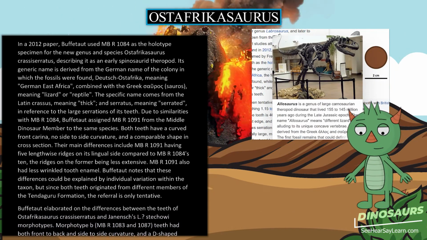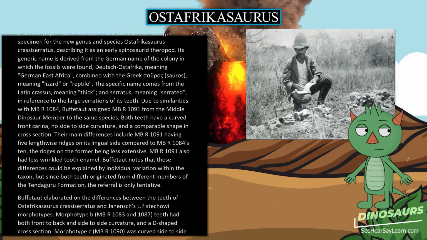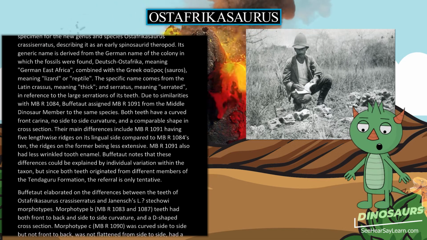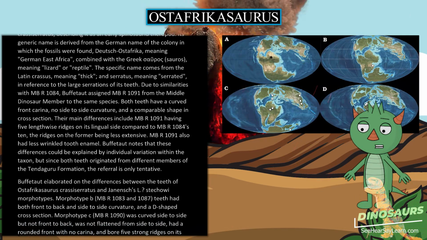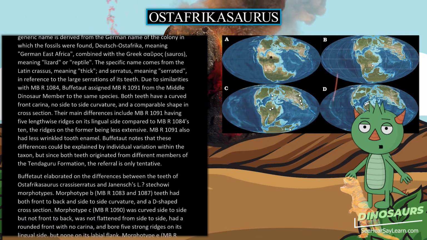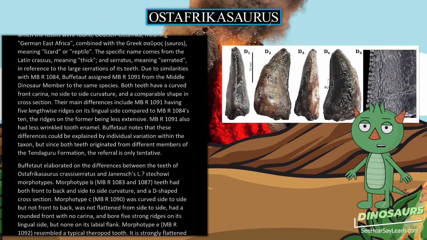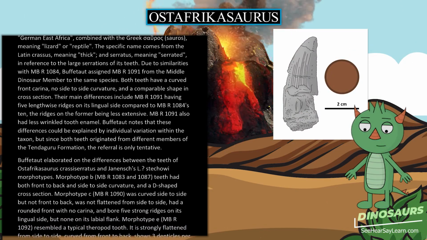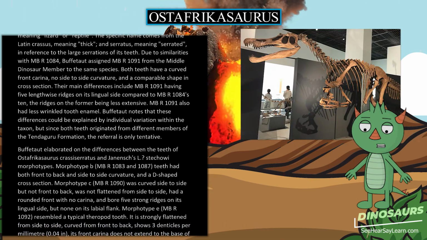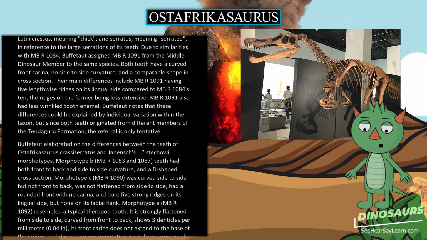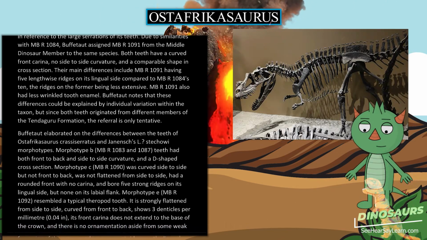same species. Both teeth have a curved front carina, no side-to-side curvature, and a comparable shape and cross-section. Their main differences include MBR 1091 having 5 lengthwise ridges on its lingual side compared to MBR 1084's 10, the ridges on the former being less extensive. MBR 1091 also had less wrinkled tooth enamel. Buffetaut notes that these differences could be explained by individual variation within the taxon, but since both teeth originated from different members of the Tendaguru Formation, the referral is only tentative.